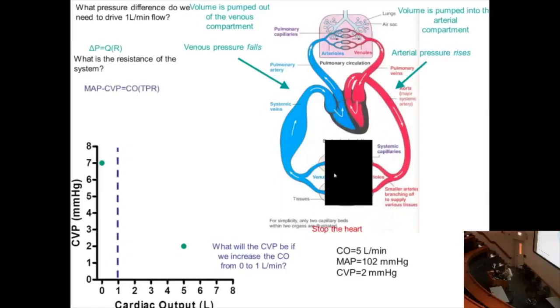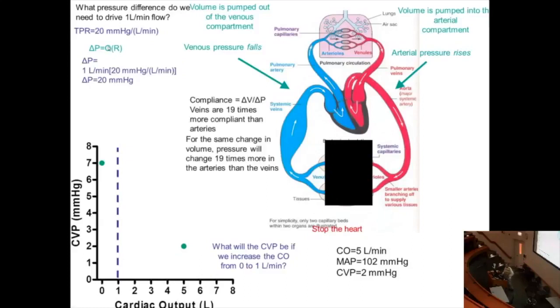The resistance of the system, we calculated already, 20. Okay? Told you it wasn't just an academic exercise. We're going to use it. So the TPR is 20, that's our R. Our flow is 1. So we need a delta P of 20 millimeters of mercury.